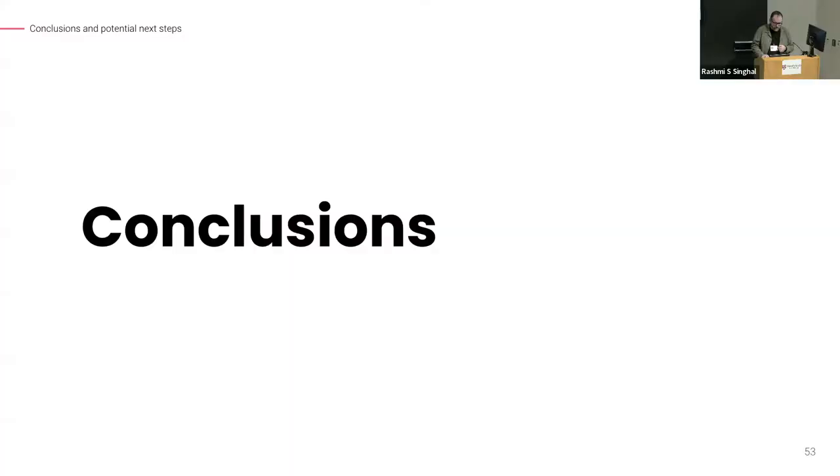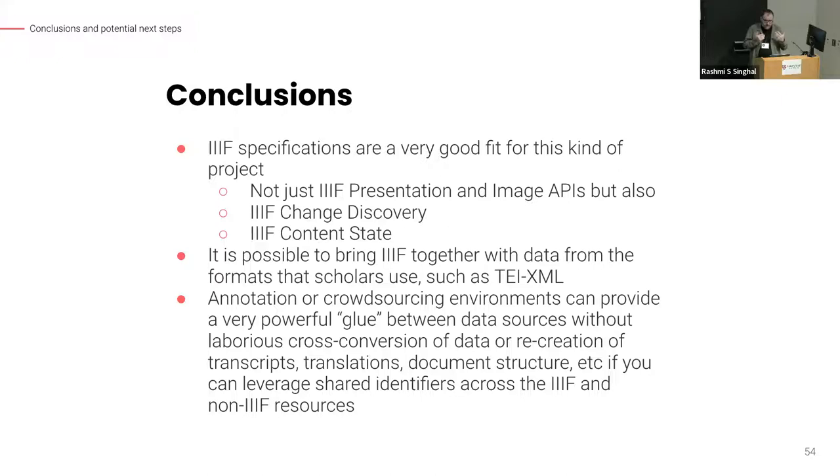The conclusions are that IIIF works really well for this kind of thing, especially Change Discovery and Content State alongside the presentation and image APIs, and that you can bring together IIIF with TEI-XML, which is a format that scholars actually use. It's got huge investment, and lots of great stuff has been done with TEI-XML. Annotation environments of whichever kind can be a powerful glue for bringing those two things together without having to expose people to the nitty gritty of either the TEI-XML or the IIIF. That's it for me. Thank you.